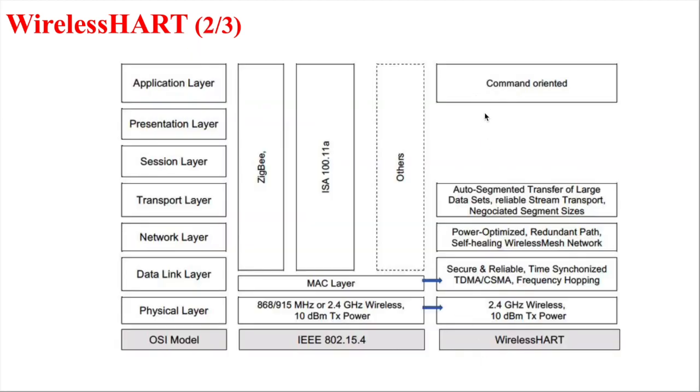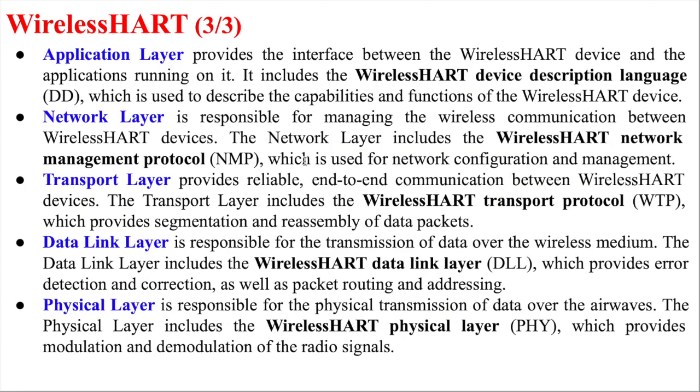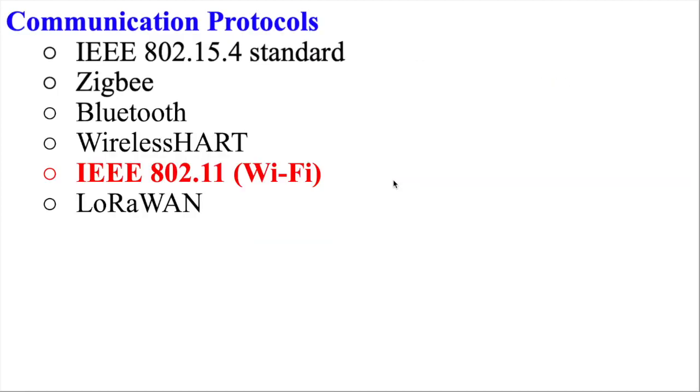This is the architecture of this one as compared to Zigbee and other protocols. Zigbee works in these two layers, and the rest is Zigbee. This is the OSI model. We can see layers 1, 2, 3, 4, 5. This is the physical layer, and this is the data link layer or MAC layer. They also use 2.4 gigahertz transmission. Then secure reliability comes into the picture, power optimization at the network layer, and auto segmentation and other things at the network layer and upper layers. So this is about the wireless communication protocol, Wireless HART.